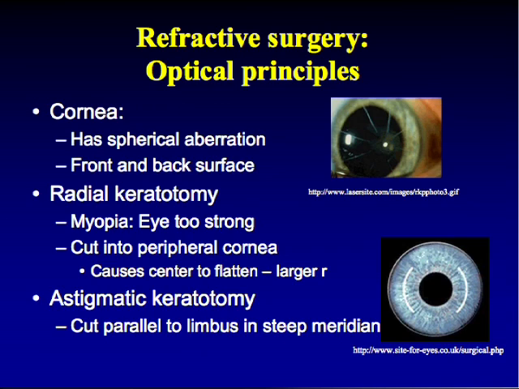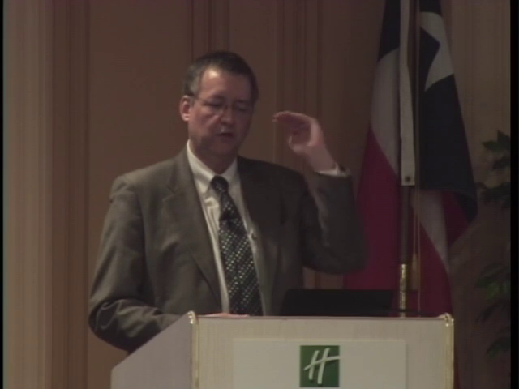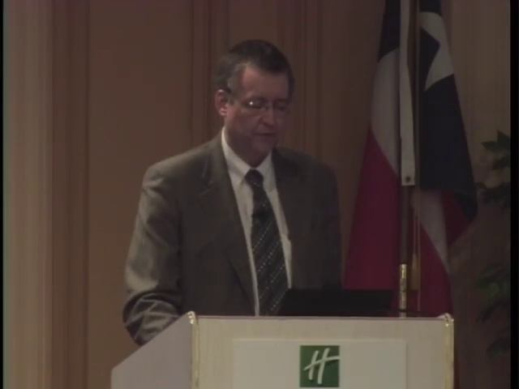The other thing to consider, as we mentioned earlier, is the cornea has a front and a back surface. And so sometimes if you change something on the front of the cornea but destabilize it, you may also change the curvature on the back surface, and if you don't take that into account, you can end up with surprises.